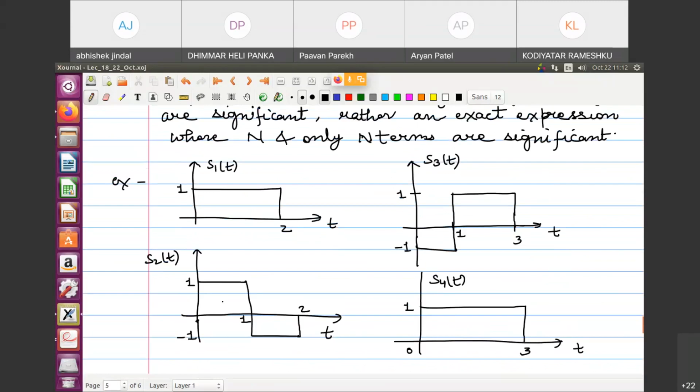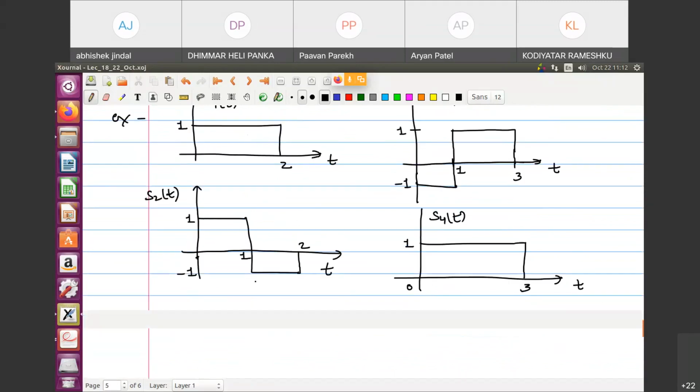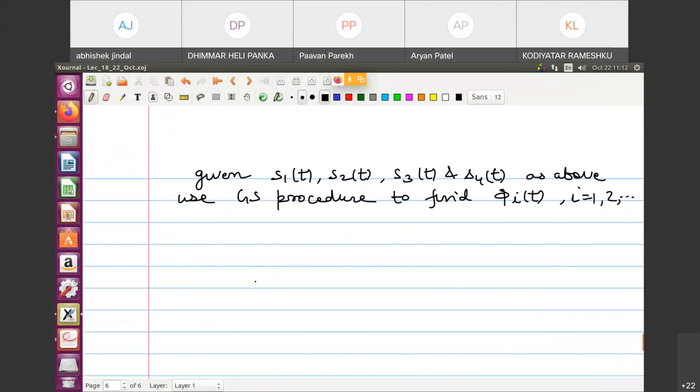So first of all, the task is to obtain the energy. Let us say we start with S1(t). So what is the energy in S1(t)? I don't know if some of you would like to try this out.